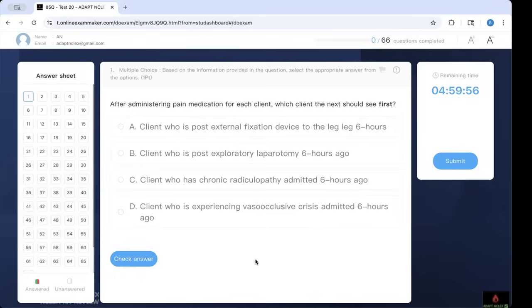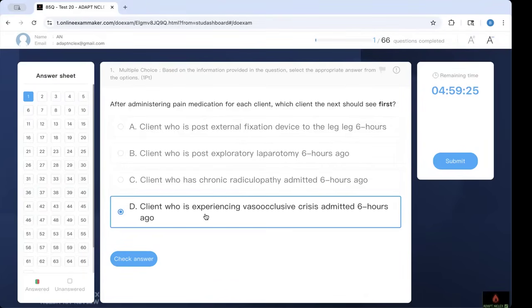After administering pain medication for each client, which client should the nurse see first? Who do I need to see first? A client who has what? Post-external fixation device 6 hours ago to the left leg. A client who is post-exploratory laparotomy 6 hours ago. A client who has chronic radiculopathy admitted 6 hours ago. A client who's experiencing vaso-occlusive crisis admitted 6 hours ago. Who do you want to see? Stop the video, pick your answer, and let me know. Keep track of your record.